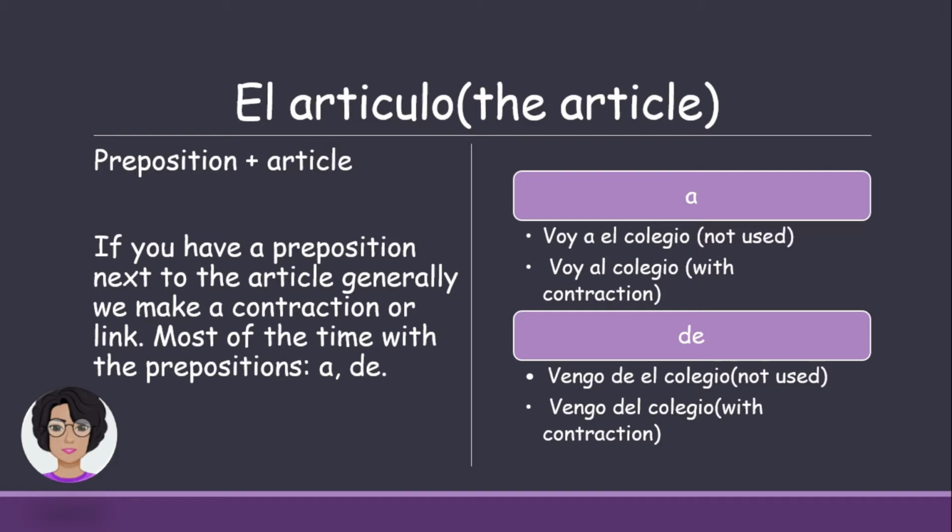Perfect. So then you have the preposition de. Instead of saying vengo de el colegio, which is not used, you would make a contraction there and you would say vengo del colegio. Everyone will say it that way.